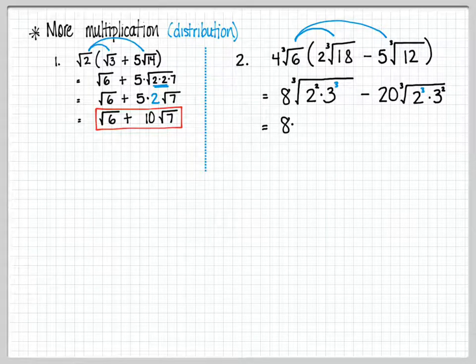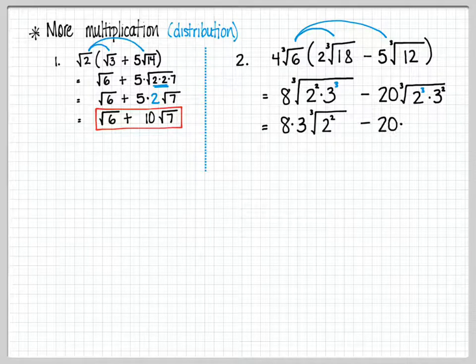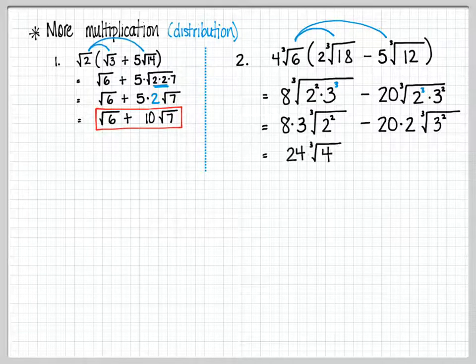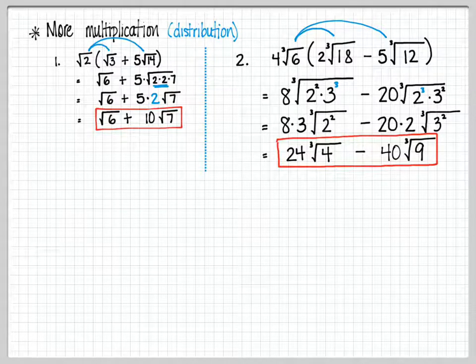So in that first problem, the 3 is going to come out. I'm going to have 8 times that 3, which is 24. Well, of course. And then what's left behind is still the cube root of 2 squared. Minus 20, and then what's going to come out of that radical is the 2. So 20 times 2, and what's left behind is the cube root of 3 squared. Simplifying, I get 24 cube root of 4 minus 40 cube root of 9. I can't collect these any further, so that's my final answer.